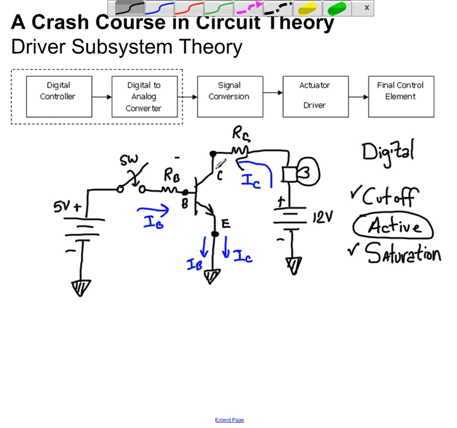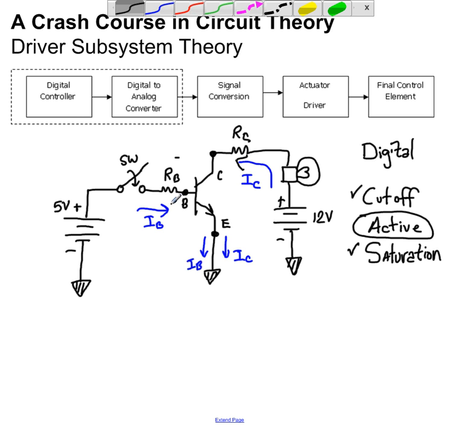Because the current into the collector is very, very low, that means very little current will be able to flow through the lamp into the transistor. So for all practical purposes, we say the transistor is acting like an open circuit.